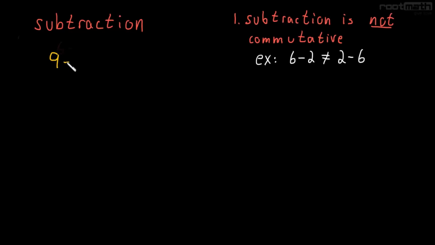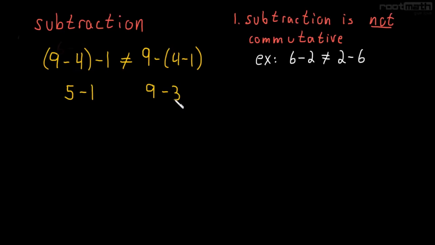So an example of that would be (9 minus 4) minus 1 is not equal to 9 minus (4 minus 1). And we can go through this just to prove it to ourselves. 9 minus 4 is 5, minus 1. And then on the other side we have 9, well, 4 minus 1 is 3, so 9 minus 3. Those are not equal because 5 minus 1 is 4, and 9 minus 3 is 6. So subtraction is not associative.